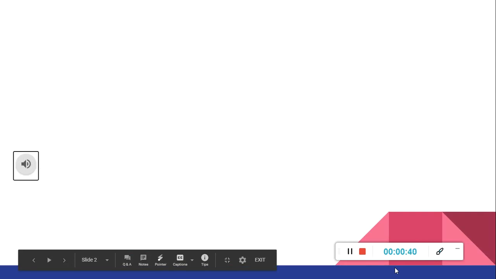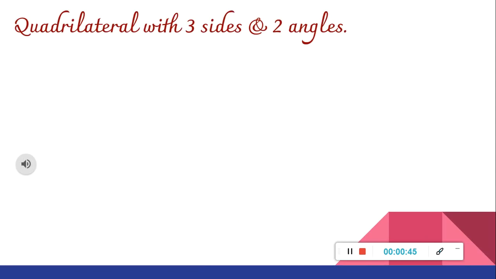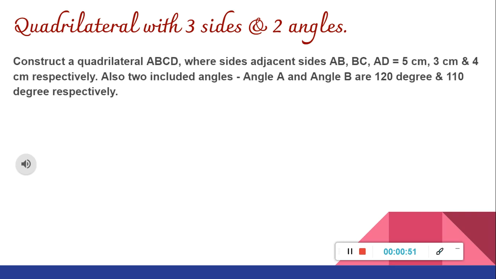Now we can construct a quadrilateral where three sides and two included angles are given. For that, first we can take one example. The question is: construct a quadrilateral ABCD where adjacent sides AB, BC and AD are 5 cm, 3 cm and 4 cm respectively. Also, the two included angles, angle A and angle B, are 120 degrees and 110 degrees respectively.